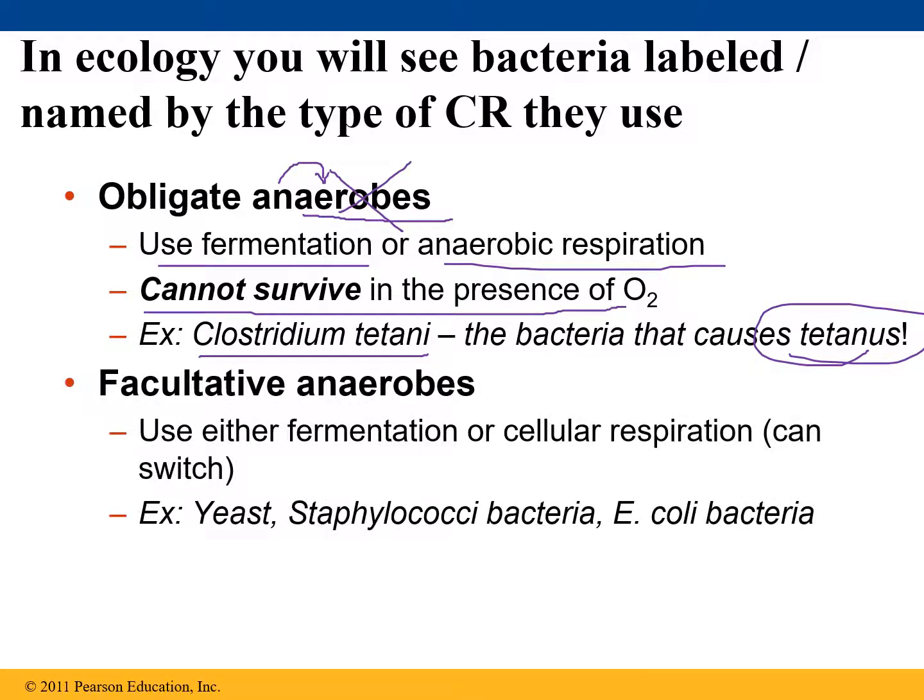There's also facultative anaerobes. These ones could use fermentation or cell respiration. They can switch back and forth. So oxygen's not going to kill them. One example there would be yeast. There's also Staphylococci bacteria. That'd be the bacteria that causes staph infections. And then also E. coli bacteria.